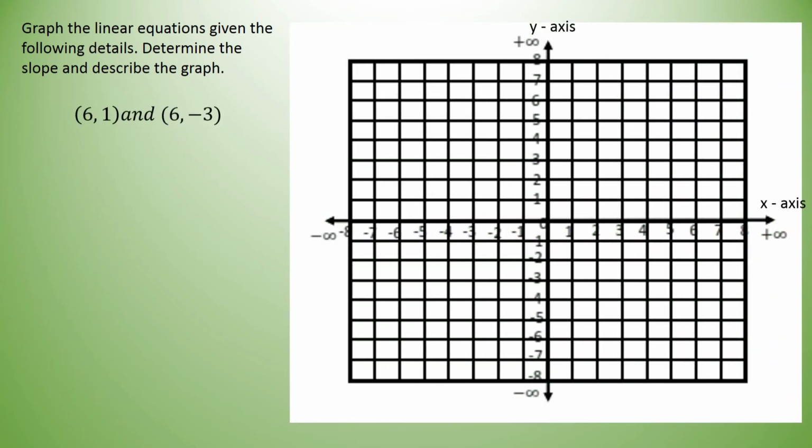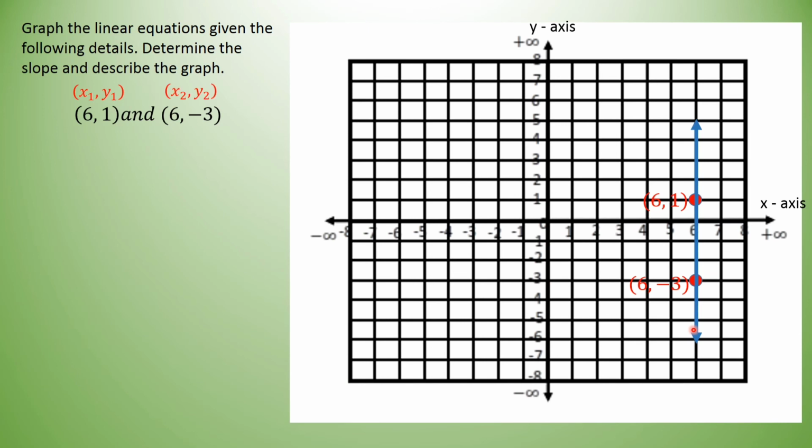Last example, ordered pairs or points 6, 1 and 6, negative 3. So, plot natin yung 6, 1. So, we have here 6 sa x-axis at 1 naman sa y-axis. So, this is our first point. Next, 6, negative 3. So, 6 sa x-axis and then negative 3 sa y-axis. Okay, connect the points using a straight line. So, this is our graph.